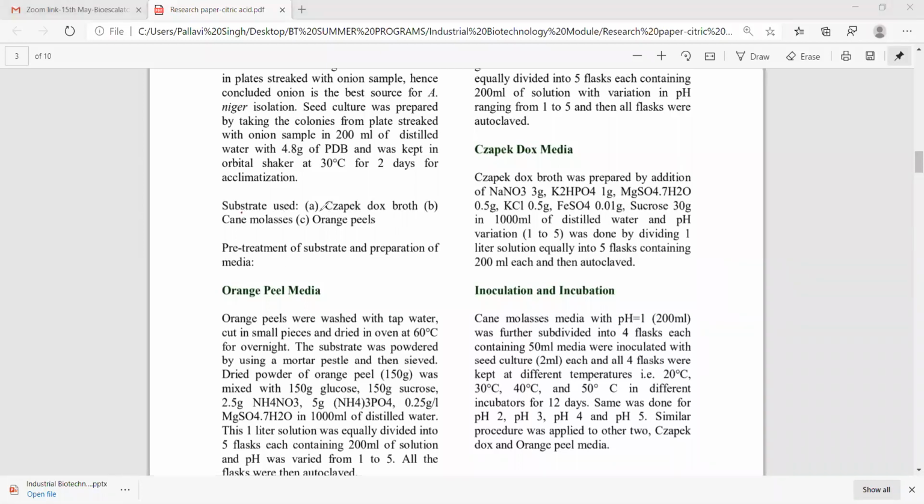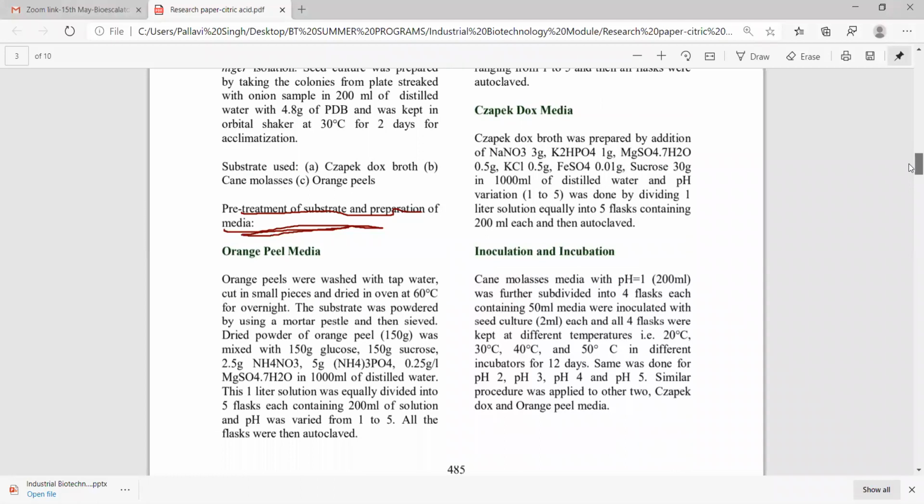You see substrate use. One standard media we had taken was Czapek Dox, and along with that we wanted to experiment with cane molasses and orange peel, to see how much citric acid we can get from these cheap and easily available substrates, because once you eat an orange, the peels are left. So we took the peels, powdered them, and at different pH and temperature, we inoculated the Czapek Dox, cane molasses, and orange peels with A. niger. We varied the pH range from 1 to 5.